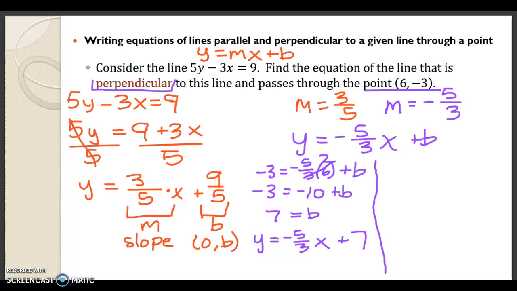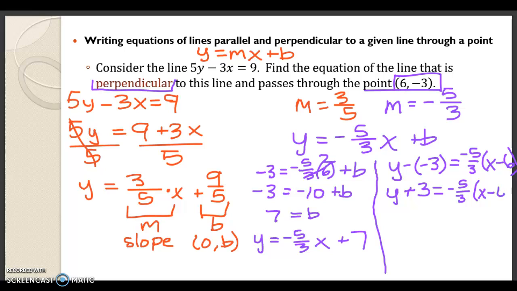Now, the second way is to use the point-slope form. y minus y1. What am I going to use for y1? I'm going to use this point right here. y1 is negative 3. m is negative 5/3 times x minus x1, which is 6. Now I get y plus 3 equals negative 5/3 times x minus 6. I could keep it in this form if it doesn't specify what form it needs.